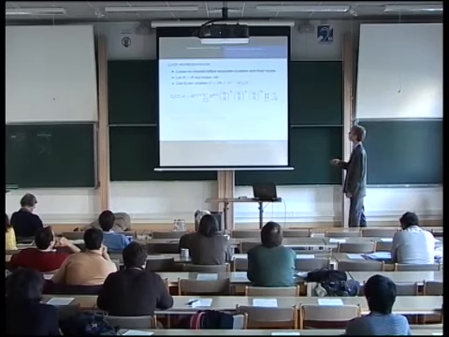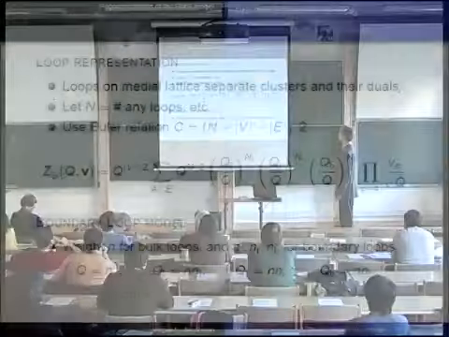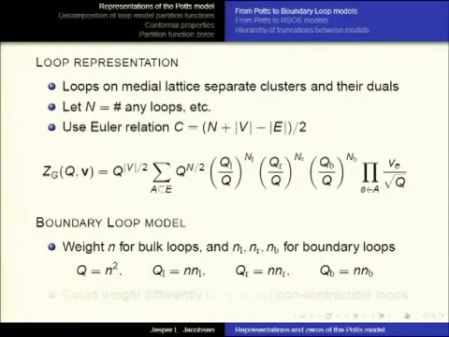Okay, so that gives me the boundary loop model, in which I now say that I have weight n for loops which never touch the boundary, n left and right and both for the others. And then the identification with the original coloring problem is as follows. Q is n squared, QL is n left, QR is n right, and QB is n both.